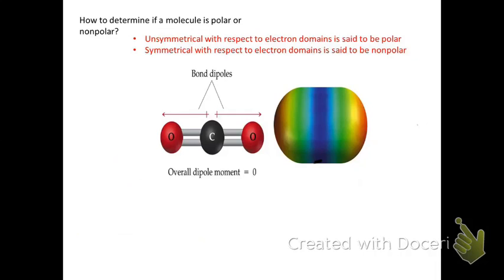So just remember, to determine if a molecule is polar or nonpolar, look at the central atom. If it's symmetrical, that is, it has the same bonding domains around the central atom, then it's going to be nonpolar. But if the central atom is unsymmetrical, having different electron domains around the central atom, then it's going to be essentially polar.